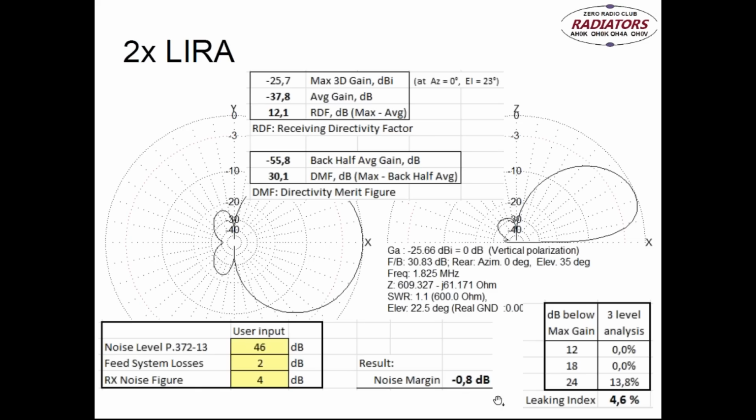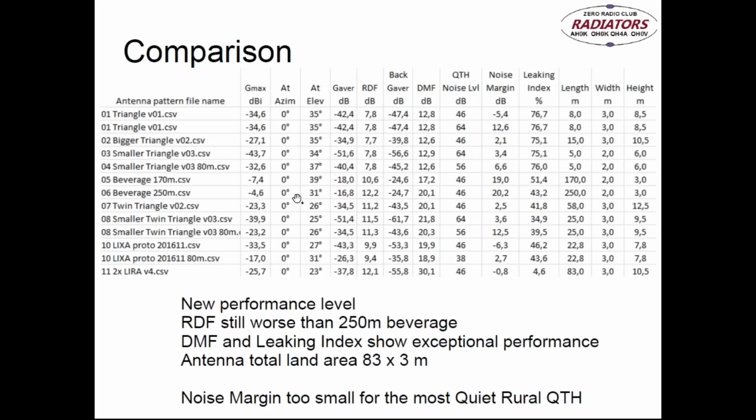So noise margin for absolute quiet rural place is just about 0. The leaking index is now rock bottom, which is 4.6. So this antenna does not leak from unwanted directions. RDF is just 12 decibels, but the DMF is now breaking the 30 decibel mark.